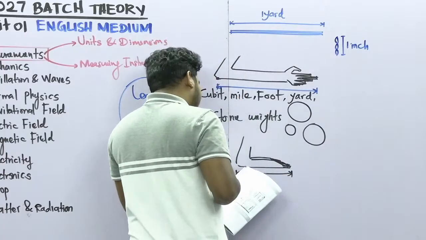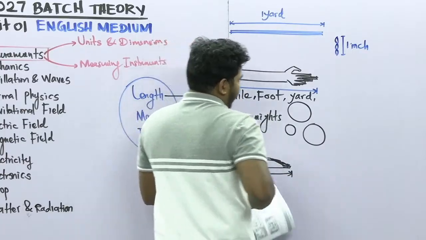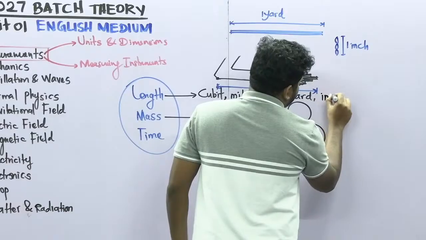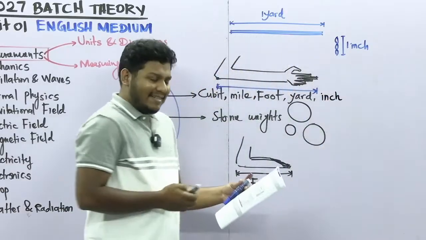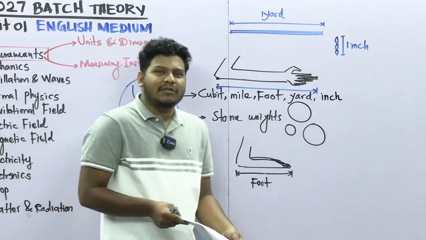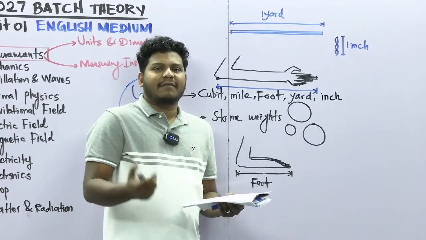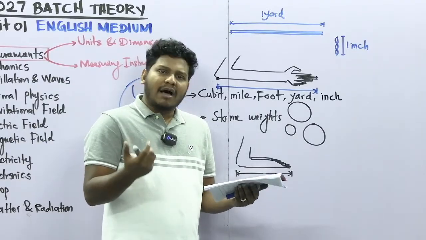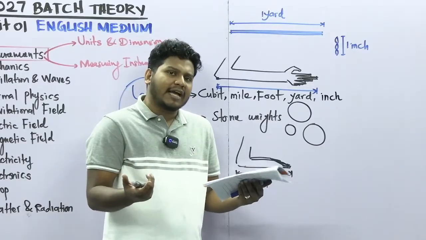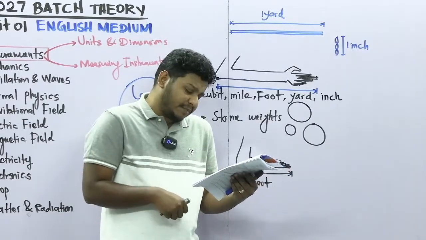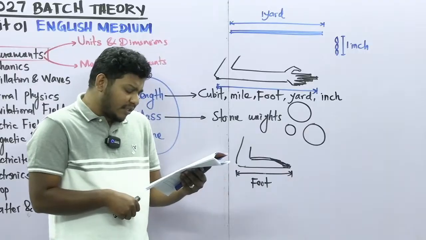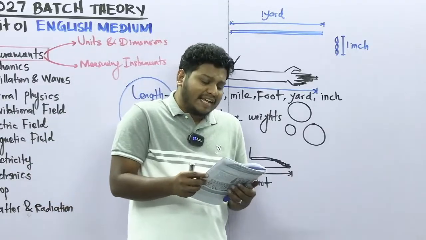Again, after the yard, they are coming to the inch, guys. So the inch also can't be a standard, because what's the problem here? The barley seed length can change, guys. Due to time, it can change. So likewise, it is happening.